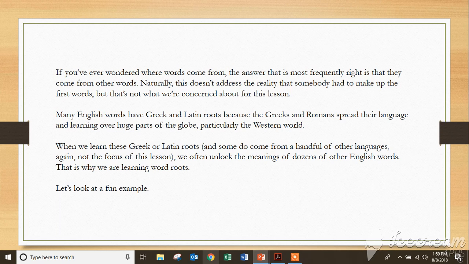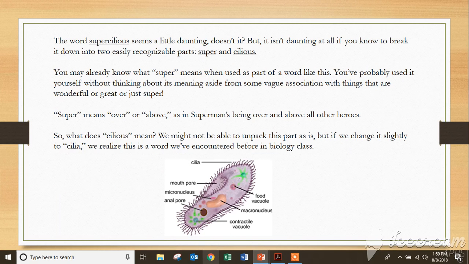Many of our English words have Greek and Latin roots because the Greeks and Romans spread their language and learning over huge parts of the globe, particularly the Western world, and that's where English-speaking people come from. When we learn these Greek or Latin roots, and some, of course, do come from a handful of other languages, I'm not really particular, we often can unlock the meanings of dozens of other English words, and that's why we're learning word roots. Let's start with a fun example.